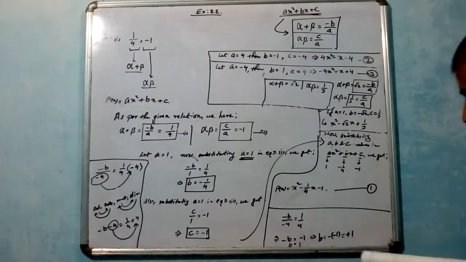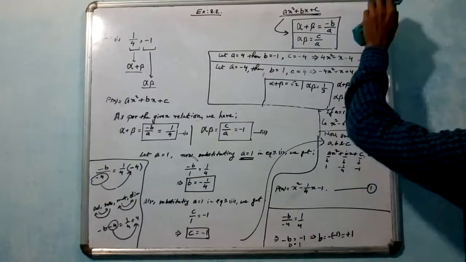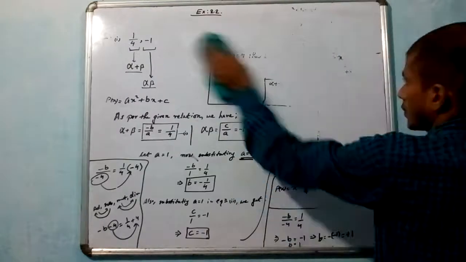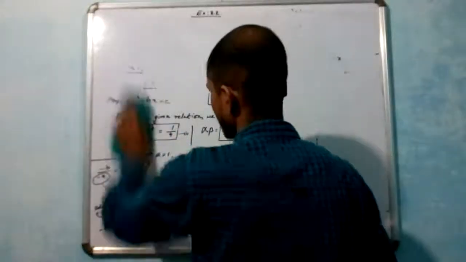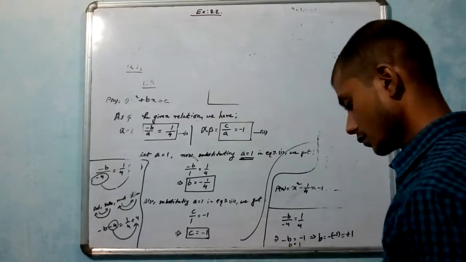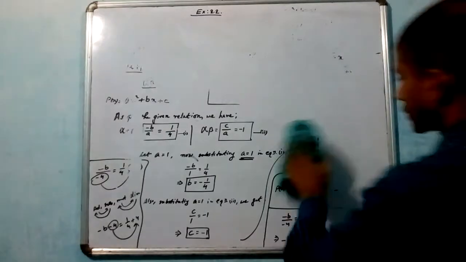Now exercise 2.3, you come to that question, we'll see. See 2.3, question number, this question number, which number? Third question. You see, I read and try to understand.